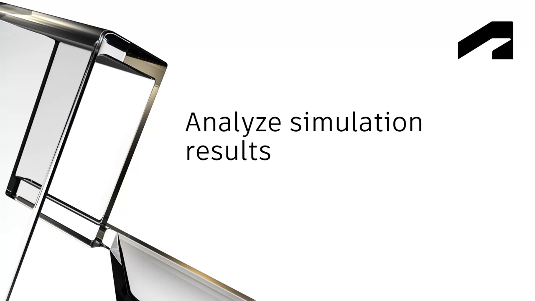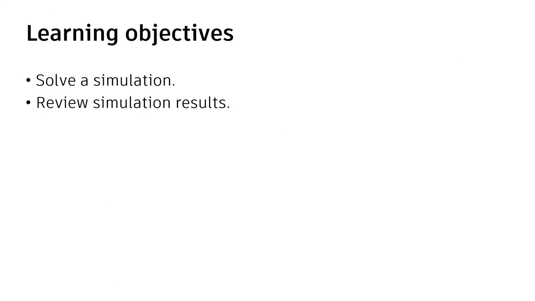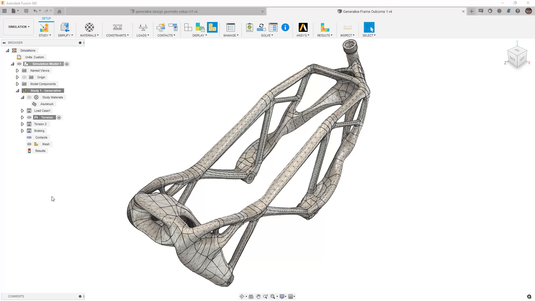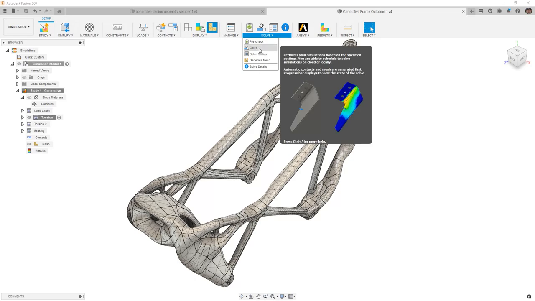Analyze simulation results. In this video, we'll solve a simulation and we'll review simulation results. In Fusion 360, we want to carry on with our generative frame outcome 1, make sure that we're still in the simulation workspace. We have everything we need to solve our simulation study, so we're going to select Solve.